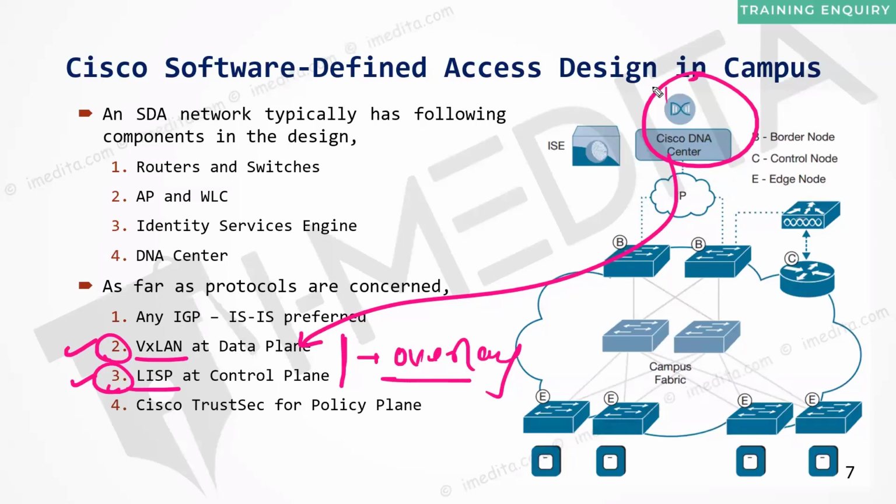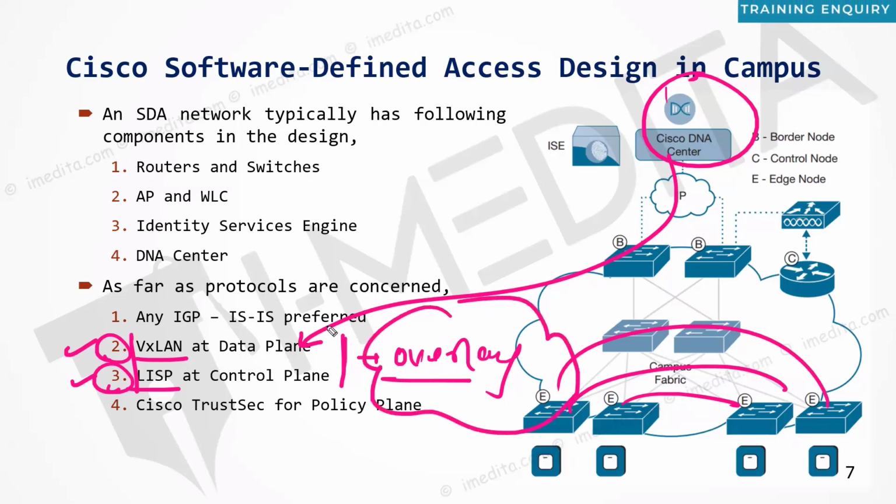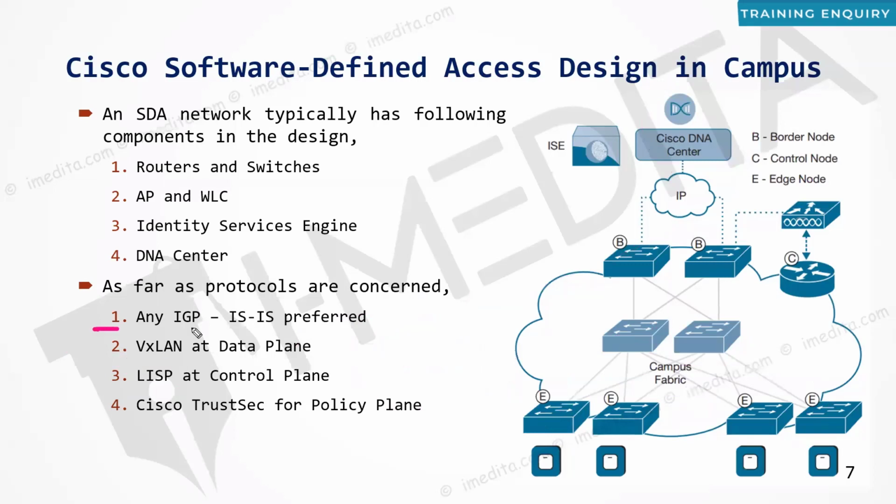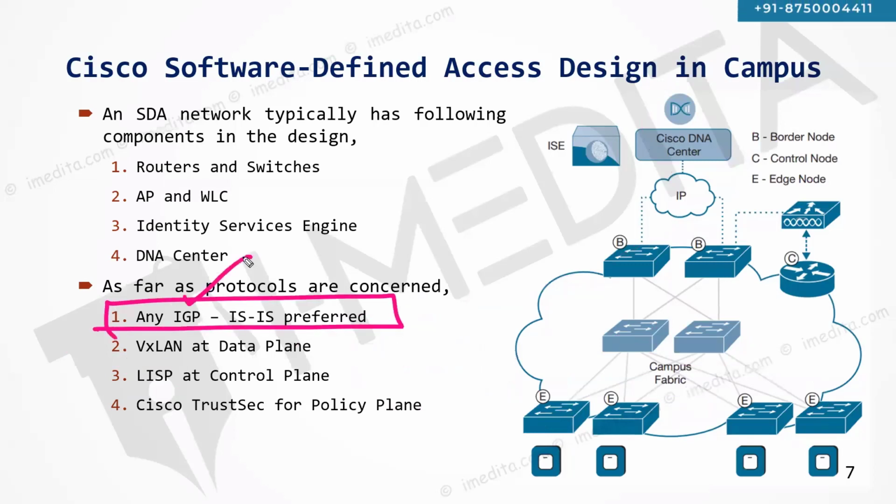Whatever configurations of the VXLAN, whatever configurations of the LISP, whatever configurations are required to make the SDA fabric work, whatever configurations are required to make this campus fabric work will be pushed by the DNS Center, and that all will be part of the overlay. The underlay you can build using whatever protocol you want. Cisco recommends that we have the ISIS.